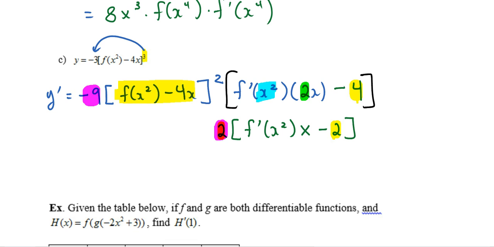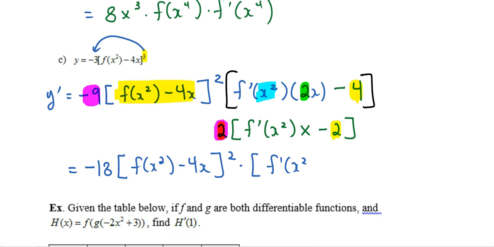And then if I take this 2 highlighted in purple there, and if I multiply that by this -9, I'm going to be left with -18 bracket f of x squared minus 4x, close the bracket squared times bracket f prime of x squared times x minus 2. And if you want, you could also just take this x here and just move that to the front. Variables usually come up to the front. I think that's probably the only way you could simplify this, and I'll leave it at that.